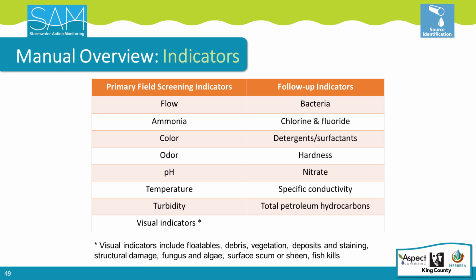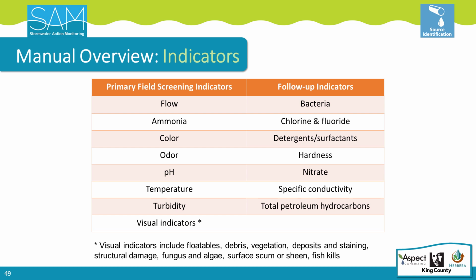So this is similar to the first slide I showed where we had the 15 indicators. Here in the first column, we've got our primary field screening indicators starting off with flow, and then our other 7 primary field screening indicators. So really we're looking at low-cost indicators, things that are easy to sample, things that are relatively easy to observe or sample out in the field. So things like color, odor, visual indicators. Those are all the pretty quick observations that can be made out in the field.